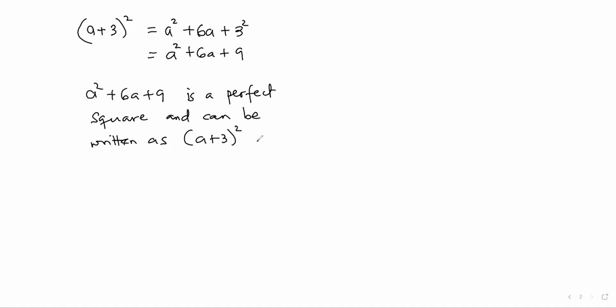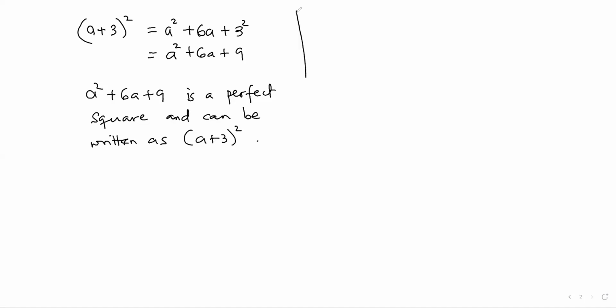So what it means is the coefficient of a is divided by 2. That's what gave us the 3 over here. Then you will square the last digit. The 3 squared gave us the 9. Okay. So take note of that.